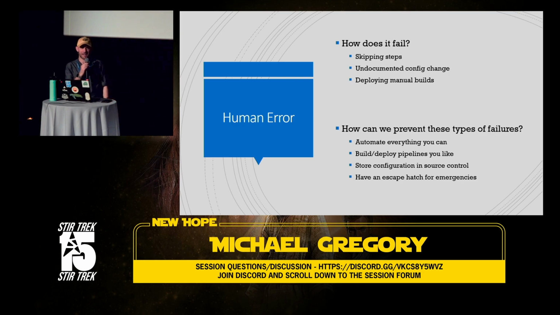Have an escape hatch for emergencies, though. Sometimes things fail and you really, really need to push a fix. Maybe GitHub went down and you're using GitHub Actions. That's never happened in the history of using GitHub, I don't think, but it could. I think it actually happened the day I was writing this.